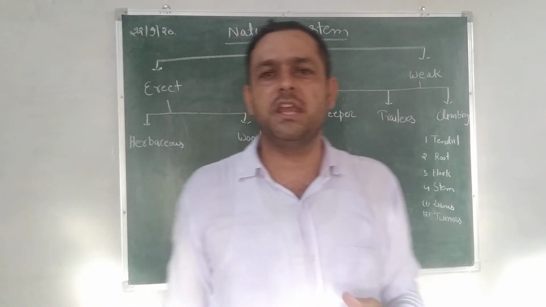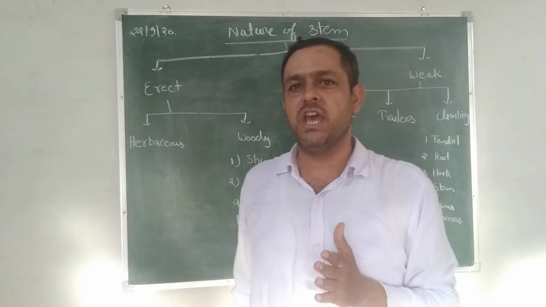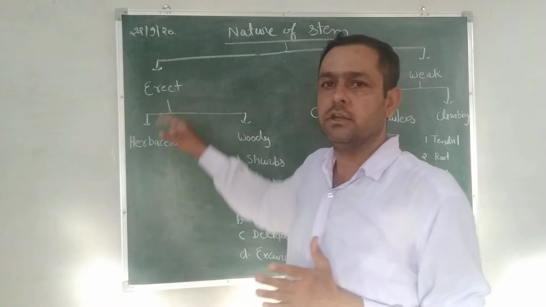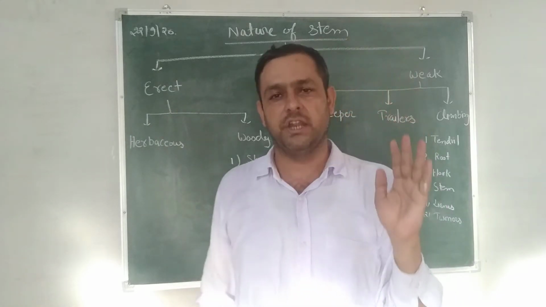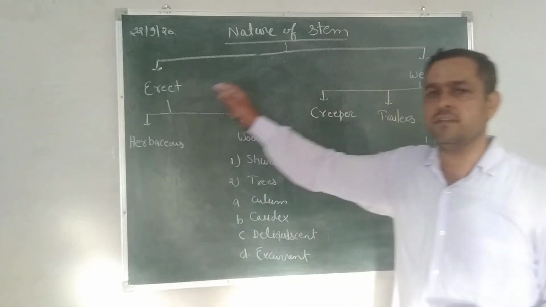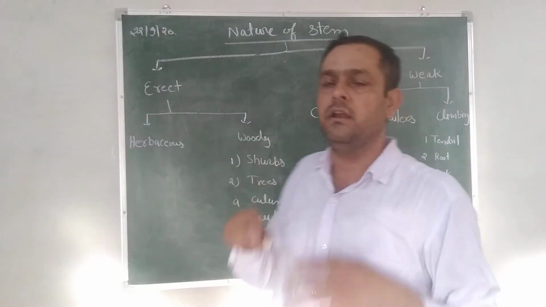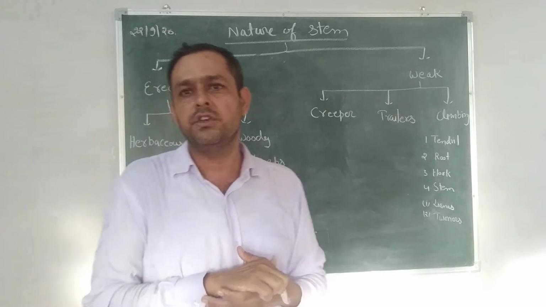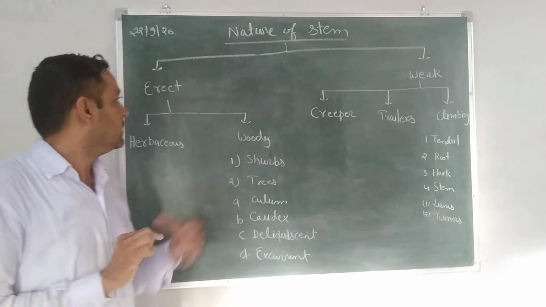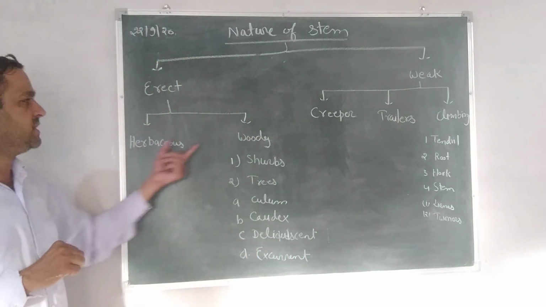Whenever the stem can survive by itself or stand straight, that is called erect. And whenever the stems cannot stand erect by themselves and need some support for standing, that is called weak. Erect stems are of two types, herbaceous and woody.